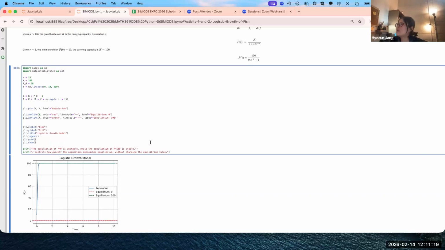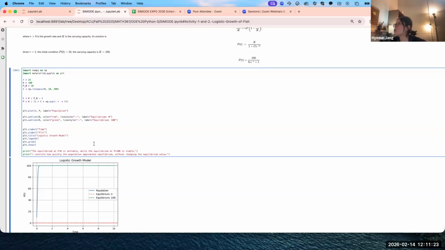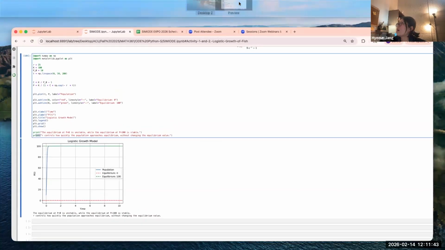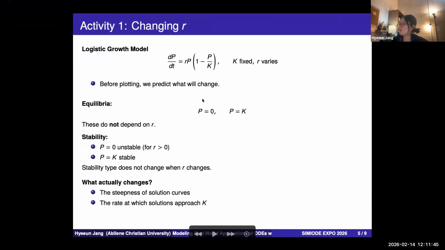So I gave them instructions: what happens when we change R, and write down your thoughts and ideas using print. I thought that the print command would be the easiest one for beginners to show us their results. And then I'm going to go back to activity number 2.